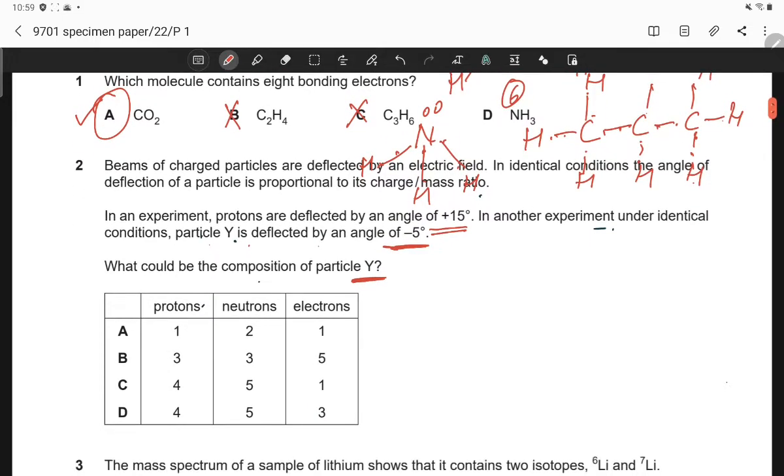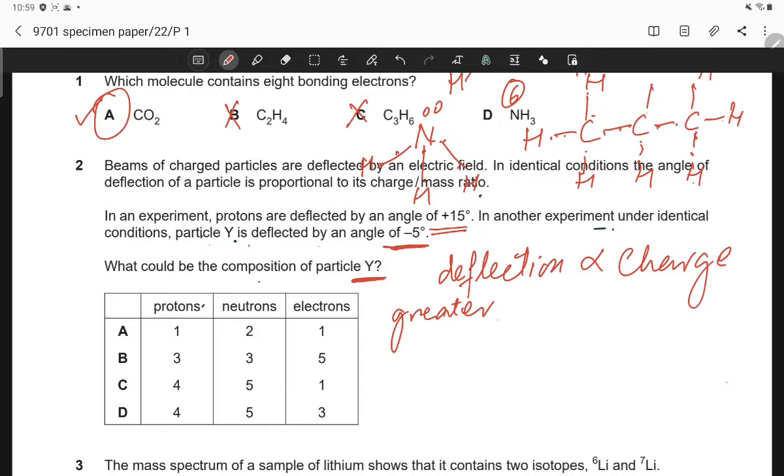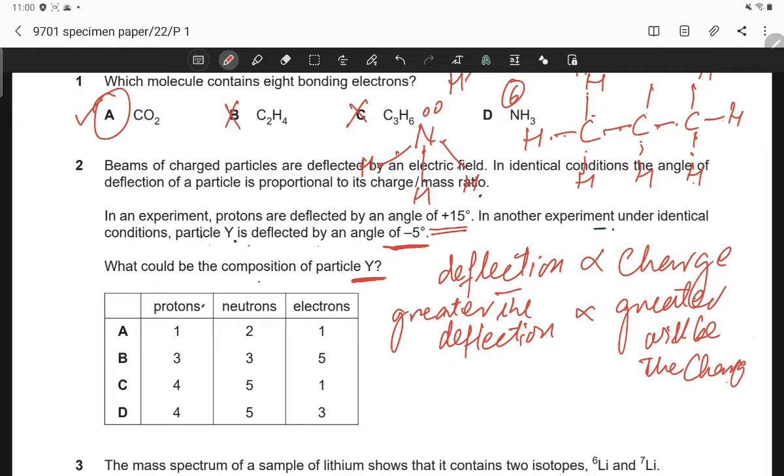You know that deflection is directly proportional to the charge of the particles. So it means the greater the deflection, the greater will be the charge. You know that a proton carries plus charge, a neutron carries no charge, and an electron carries minus charge. So first option, 1 proton, 2 neutrons, 1 electron: this is an atom, so this is wrong. No charge, plus 15 is more deflection, and minus 5 is less deflection.